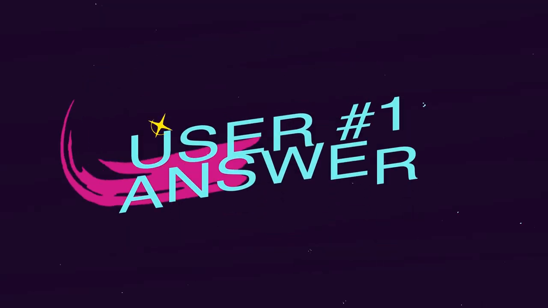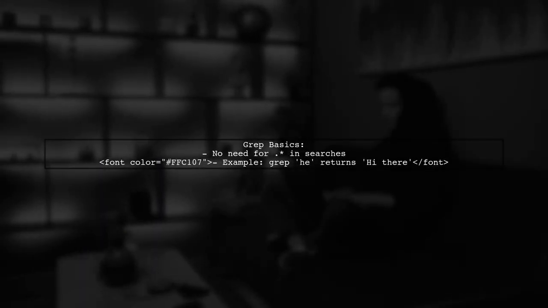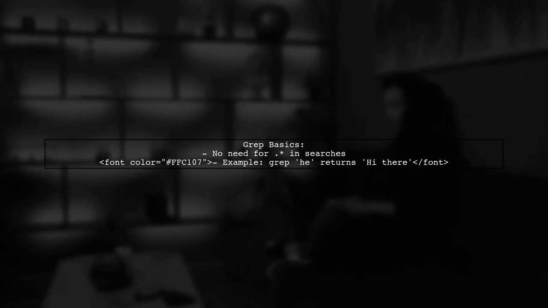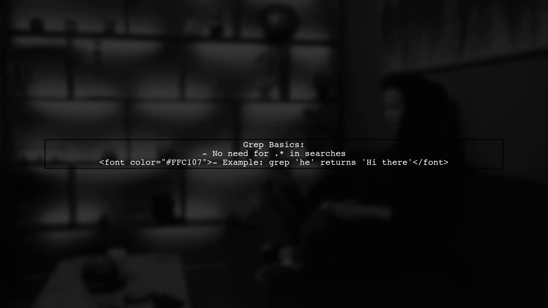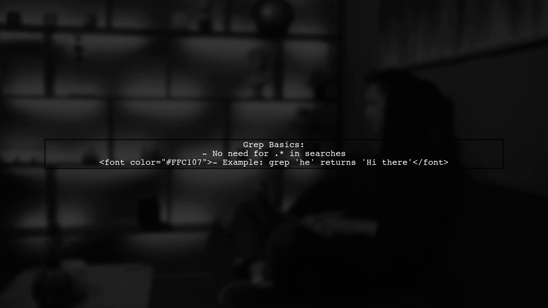Let's now look at a user-suggested answer. When using grep, you don't need to include the stoke characters. Grep automatically searches for your phrase. For example, searching for he in a line like hi there will return the whole line without needing its stoke he.